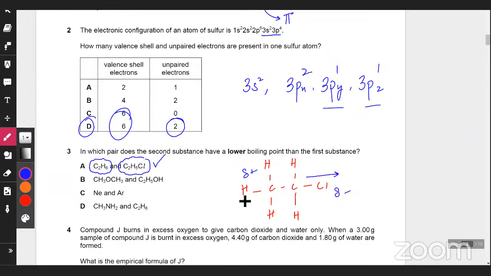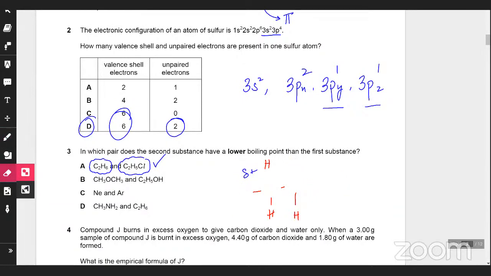And permanent dipoles are stronger. So the second molecule would have a higher boiling point. It's going to have more attractive forces, right? Okay, is this clear to everyone? Yes. That's the next one.